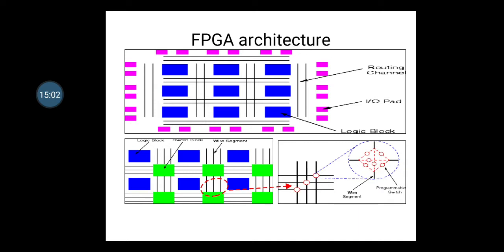So this is the FPGA architecture. So you can see here different blocks, many blocks are there, and then the routing channels, input output side. The logic blocks are also shown here in blue color, and the pink color are input output paths. So from here you can give the inputs, and then you have routing channels for interconnections.